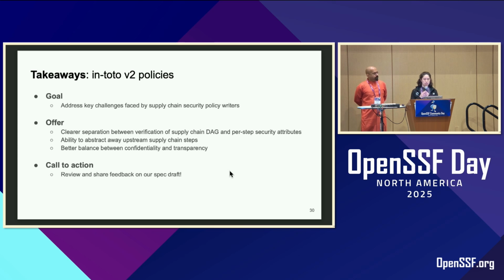We also think that this new or updated policy framework provides the ability to abstract away upstream supply chain steps, and that actually provides a better balance between confidentiality and transparency, where oftentimes enterprises don't actually want to reveal every single detail about their pipelines and supply chains, and so something like a generalized VSA or ticket at Datadog can do that. And finally, this is coming soon, but we really hope that everyone here will provide us with their input on the draft specification for the policies.